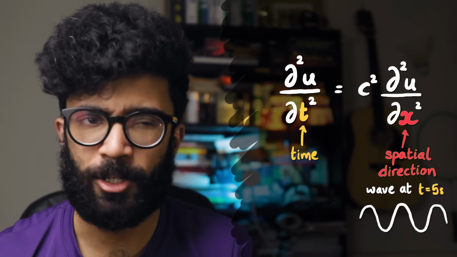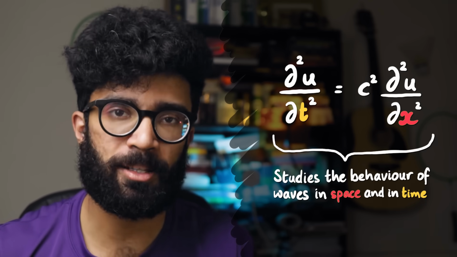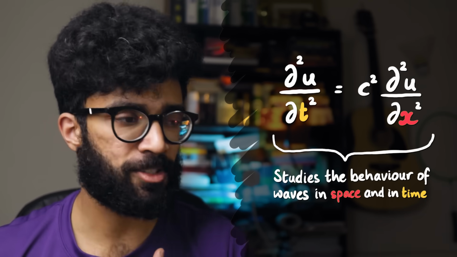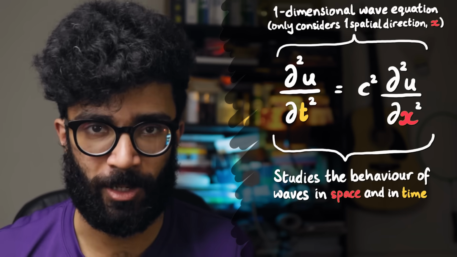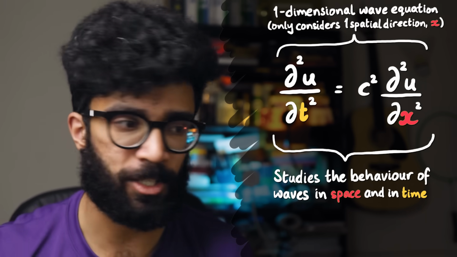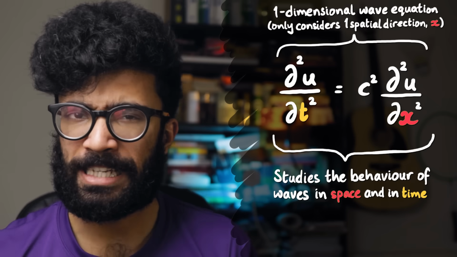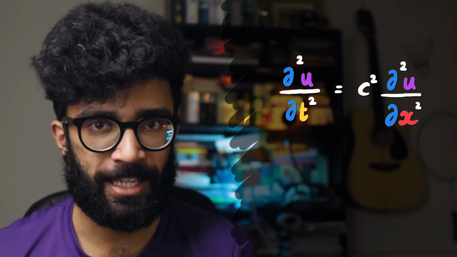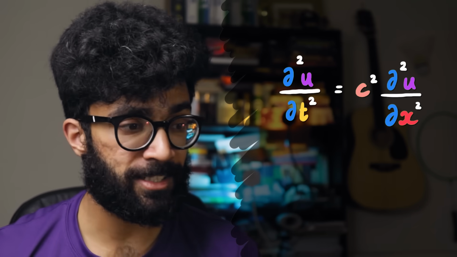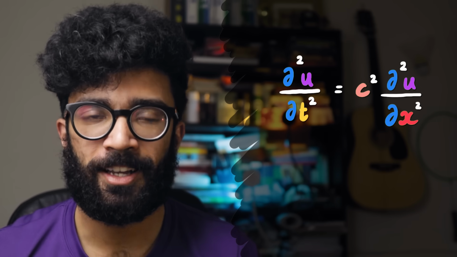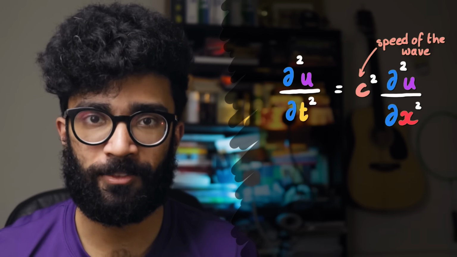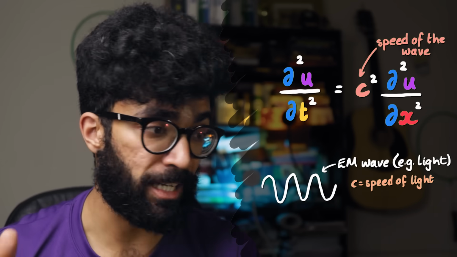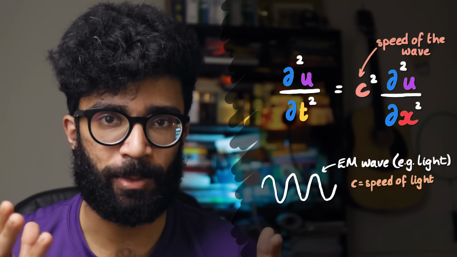It might seem like a relatively obvious point, but the wave equation studies the behavior of waves in space and in time. In this case, we've got what's known as the one-dimensional wave equation because we've only got x, which is the x direction, one dimension. Now, other letters that we can see in this equation are u, d, and c. Out of these three letters, c is the simplest one to explain here. C is simply the speed of the wave that we happen to be studying. So if we're studying an electromagnetic wave, maybe a light wave, then c is simply the speed of light.